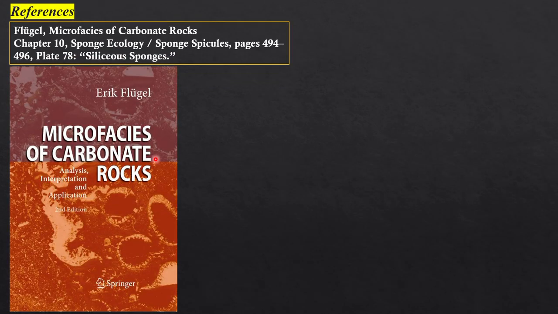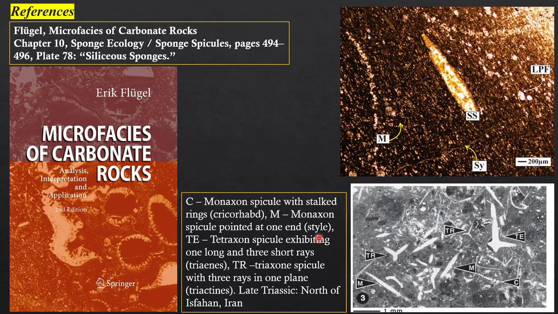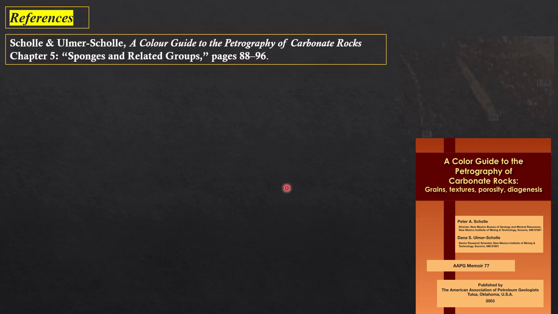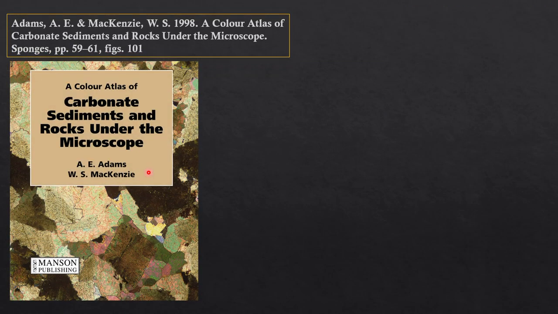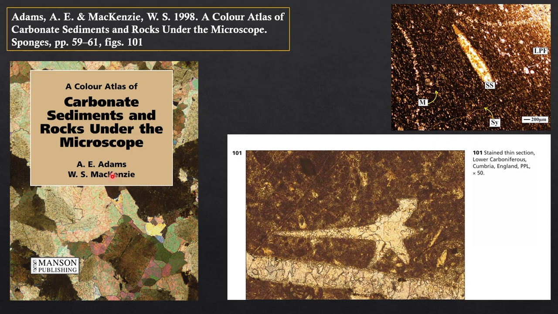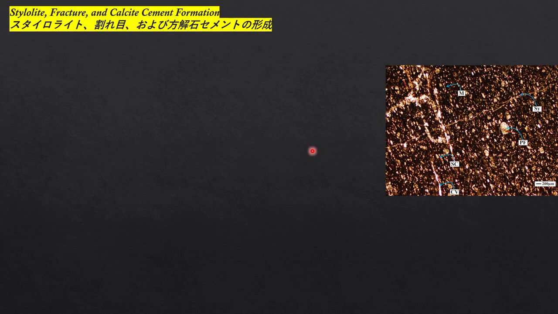I mostly reference this fluvial book for my thin section. So sponge spicule you can also see in the fluvial book. There are a lot of varieties of sponge spicules in this fluvial book. There is another reference, the Peter Scholle book, in which we can see a lot of sponge spicule here. We have also a sponge spicule reference from the Adam McKenzie textbook. So you can see from the 101 thin section plate, they have the same sponge spicule plate in this Adam McKenzie book.